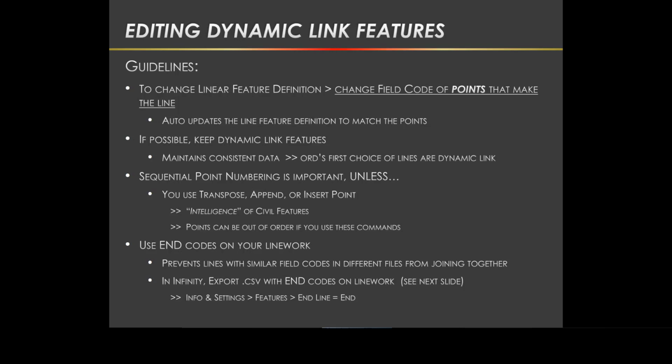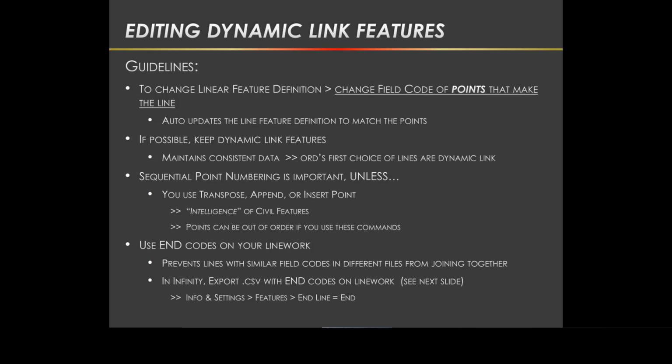So when you use transpose, of course, transpose will reverse the order of the line. So if you have a break line 1, starts with point number 1, goes up to point number 10, that start code is going to be on point number 1. Initially, if you want to transpose that and reverse it, it's going to move that start code to point number 10 and put the order of those points 10, 9 down to 1. And it will still be a dynamic link feature.